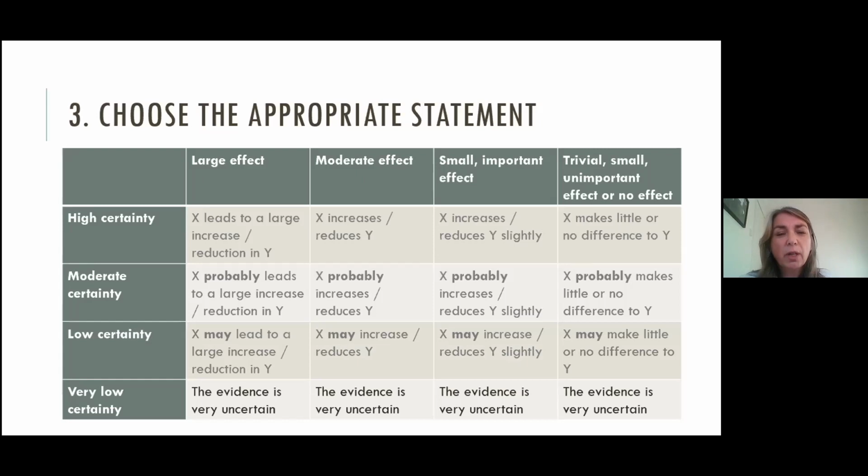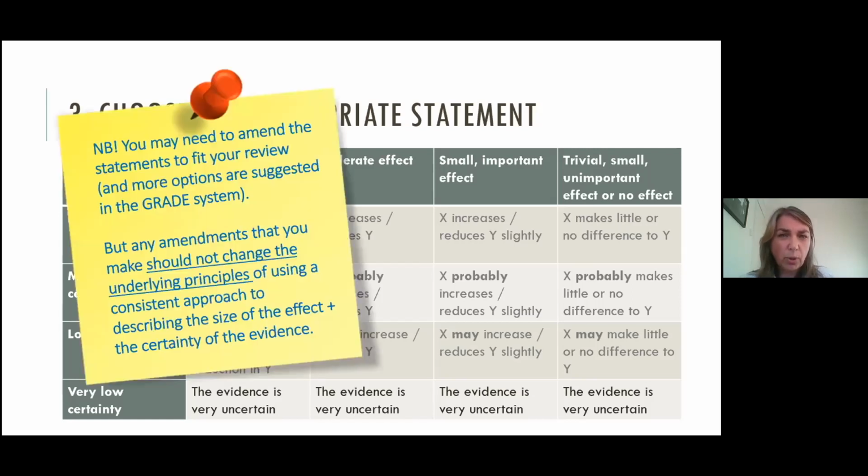When you have a very low certainty result, frankly, what you're saying really is that we just don't know. And therefore, rather than presenting some which way the result goes, we think it's actually simpler to just say, we just don't know. The evidence is very uncertain. So that's the sort of general principle.